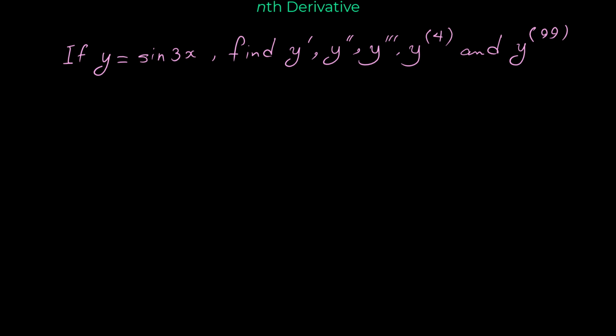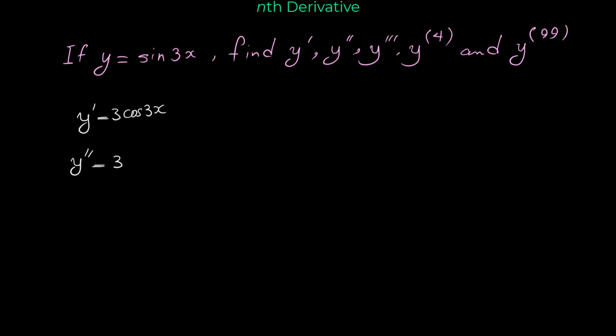So let us start with y prime. The derivative of sine is cosine. The derivative of sine of 3x is cosine 3x. But don't forget to multiply by the derivative of the inside, and the derivative of 3x is 3. You can write the 3 here, but it's always better to write the coefficient in front like this. So y prime is 3 cosine 3x. Now let's see what is y double prime.